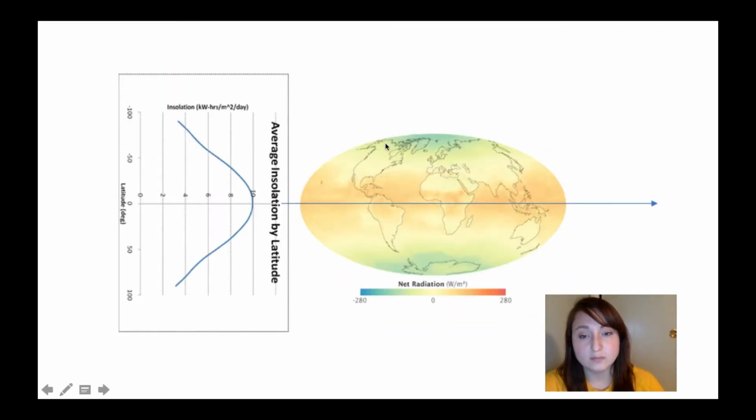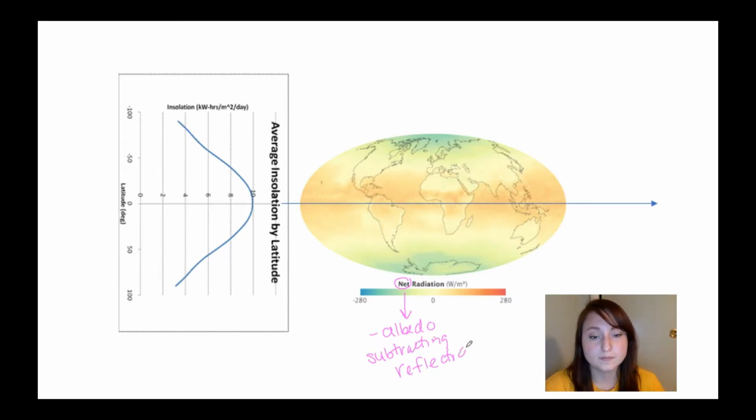This is another graph showing very similar data. So here we have net radiation. And net radiation means that we take into account the albedo of Earth. And albedo was one of our vocabulary words that we learned yesterday. And so we say minus the albedo. And if we remember the definition for albedo, that is anything that's reflecting off of the surface. So we're subtracting the reflection off of the surface. So our reflection might be off of trees or the surface or clouds.